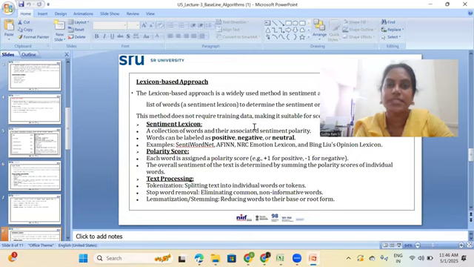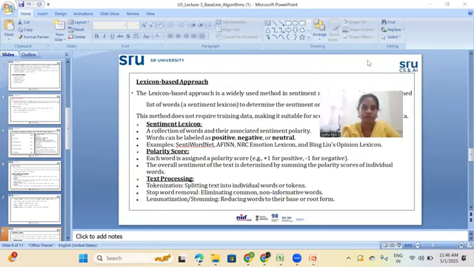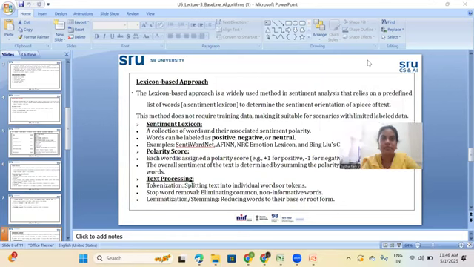Next one, lexicon-based approach. Lexicon-based approach is a widely used method in sentiment analysis that relies on a predefined list of words to determine the sentiment orientation of a piece of text.